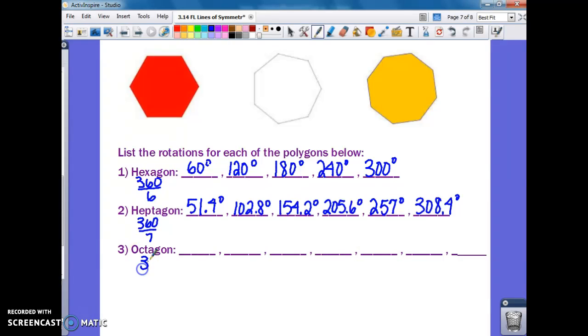And last but not least, the octagon. 360 divided by 8 is 45. Times 2 is 90. Plus 45 is 135. Plus 45 is 180. Plus 45 is 225. Plus 45 is 270. Plus 45 is 315.